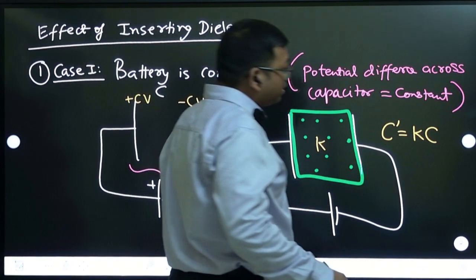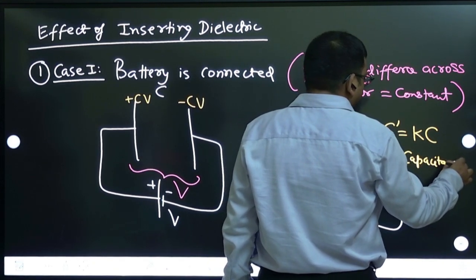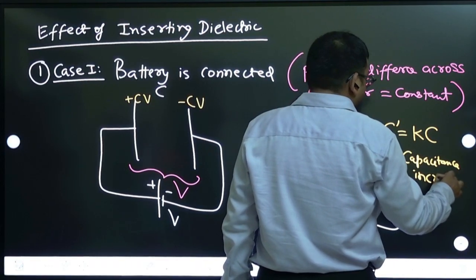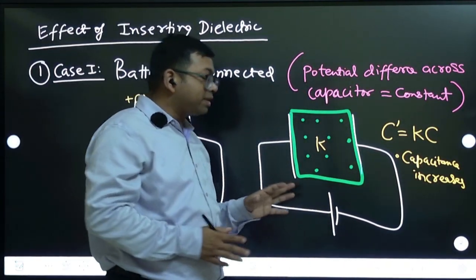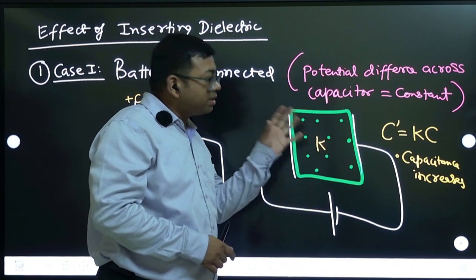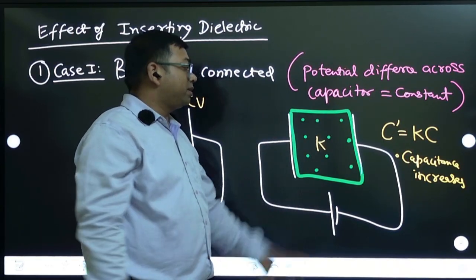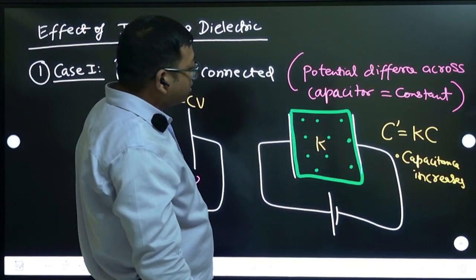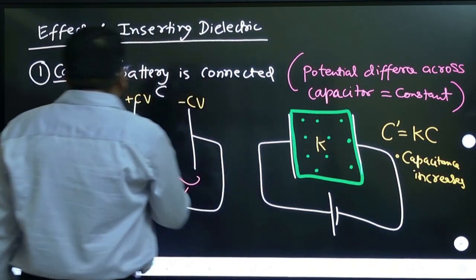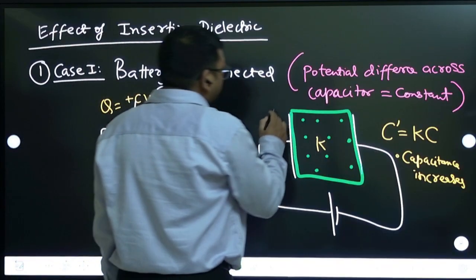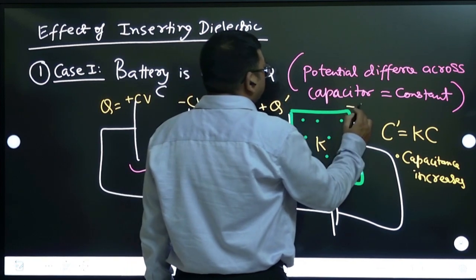So capacitance will definitely increase. Note that we are not changing the distance between the plates. Everything else is the same; we are only inserting a dielectric. Because the capacitance of this system increases, what will happen to the charge? Previously the charge was Q. Now let us say the charge is Q dash, plus Q dash, minus Q dash.